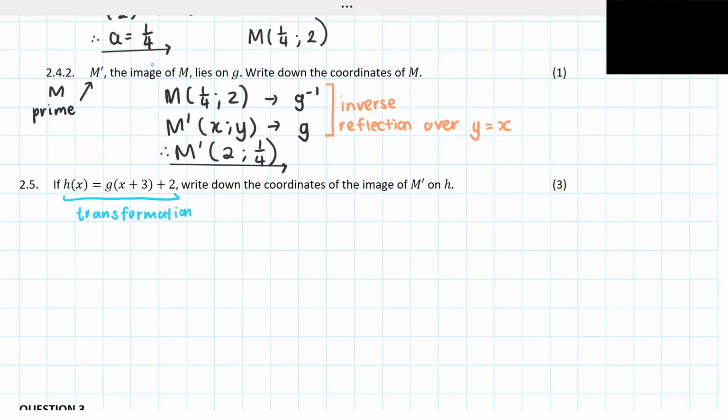Grade 12, break it down for yourself. You know what each of these parts represents. For example, this whole g of (x plus 3) is affecting my x values. If your x values are being affected, you're shifting left or right. We know that x minus p is a shift right and x plus p is a shift left, so we know that this is a shift 3 units left.